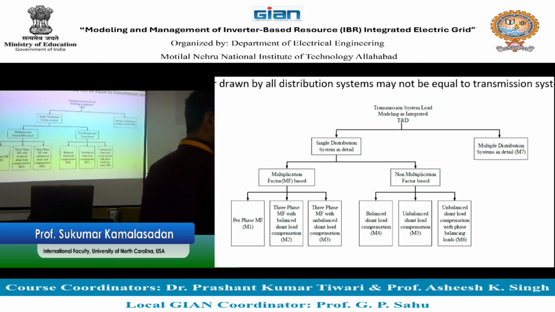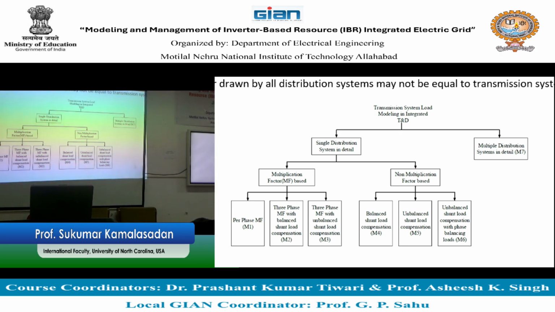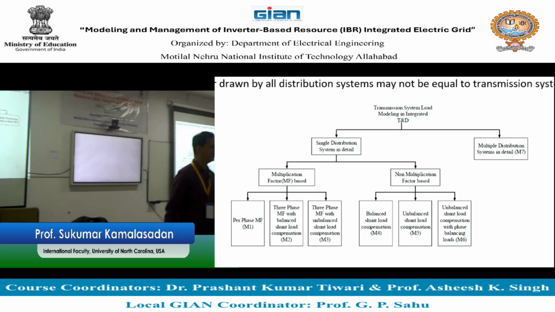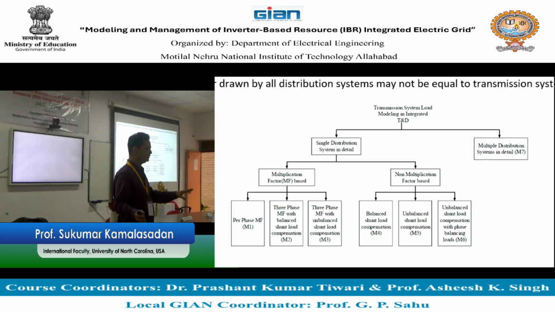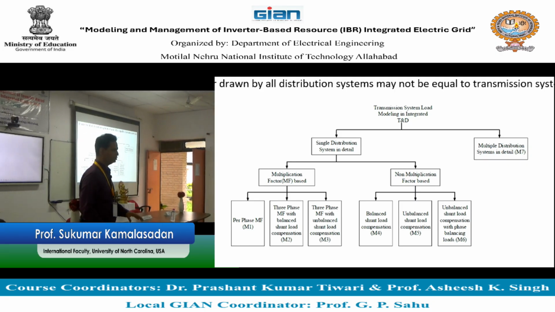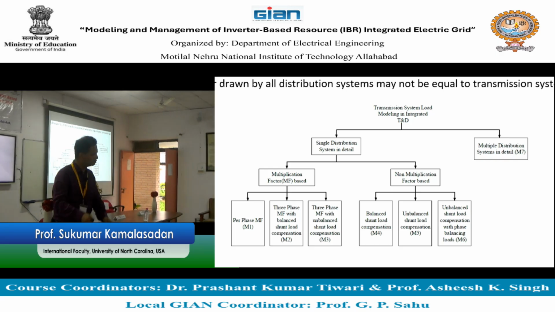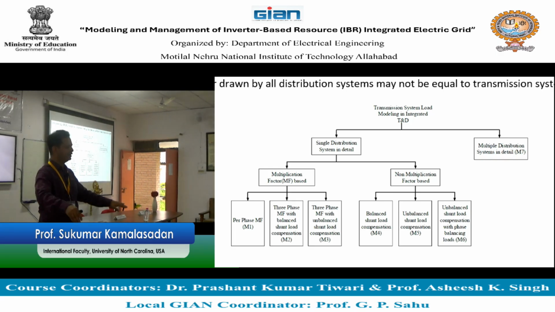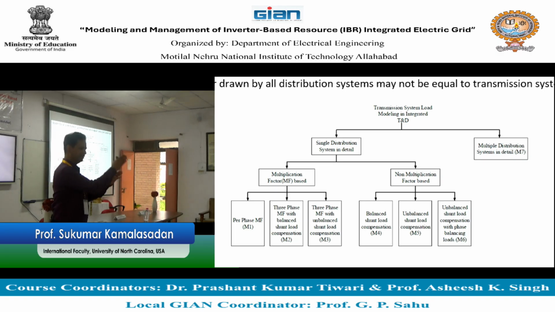In this case, every distribution system is considered like that. It's not only one and then multiplied for the others. One distribution system, second distribution system, third distribution system, all are like that. And then you compensate whether it is balanced or unbalanced.